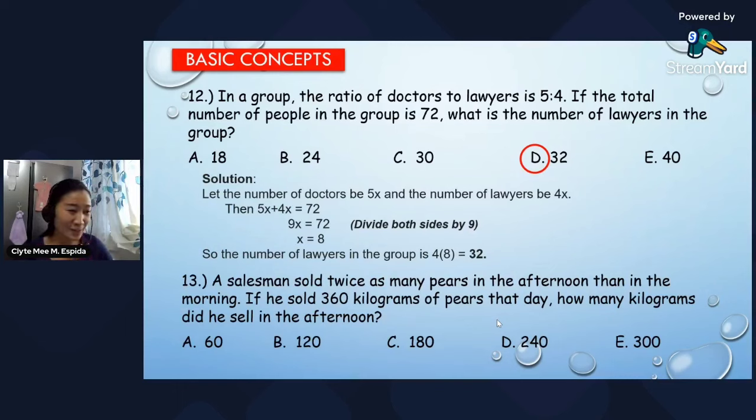Okay, so let us be very careful of the questions. Kasi nagiging tricky siya kung ano na yung hinahanap sa dulo. Okay, so the correct answer is letter D.